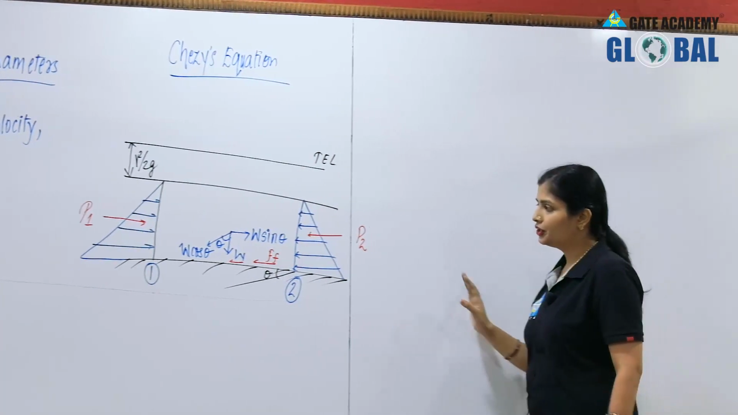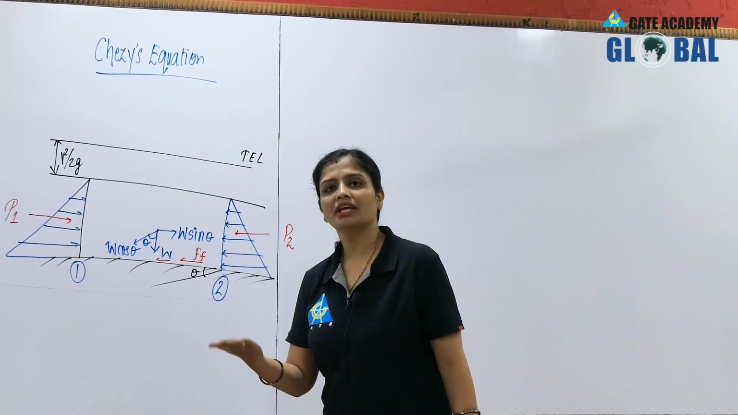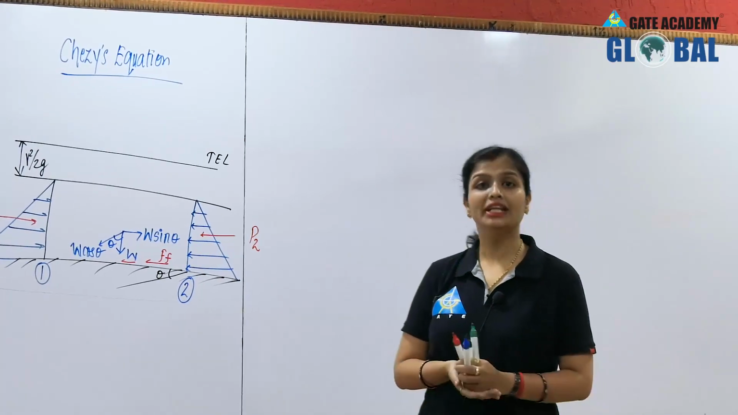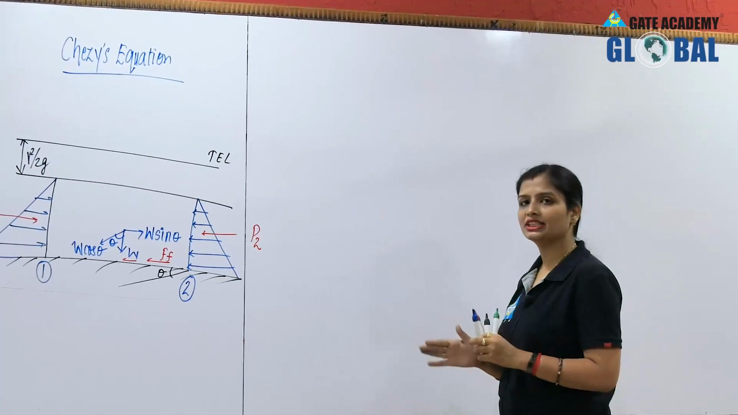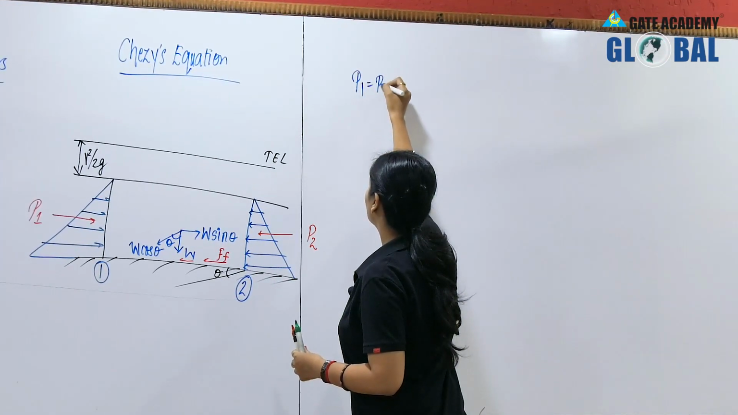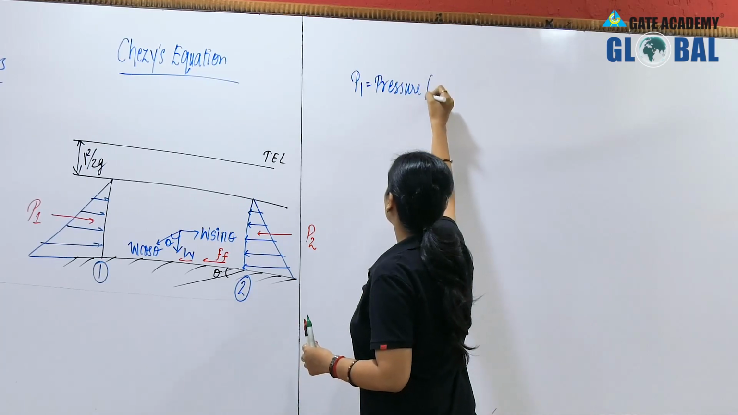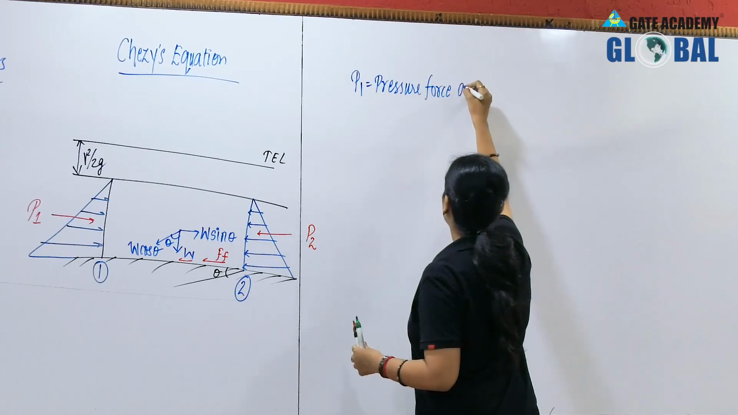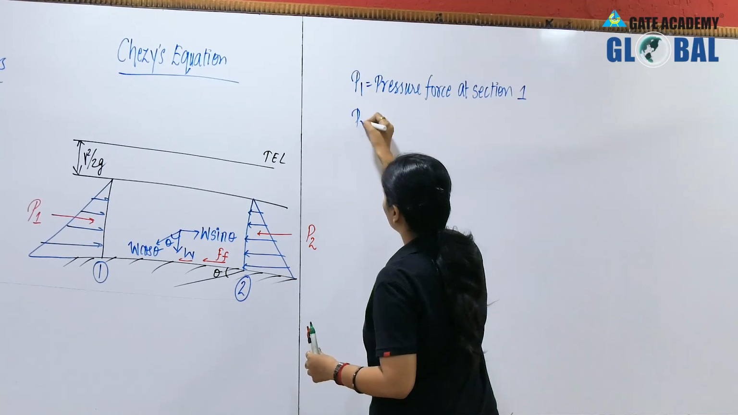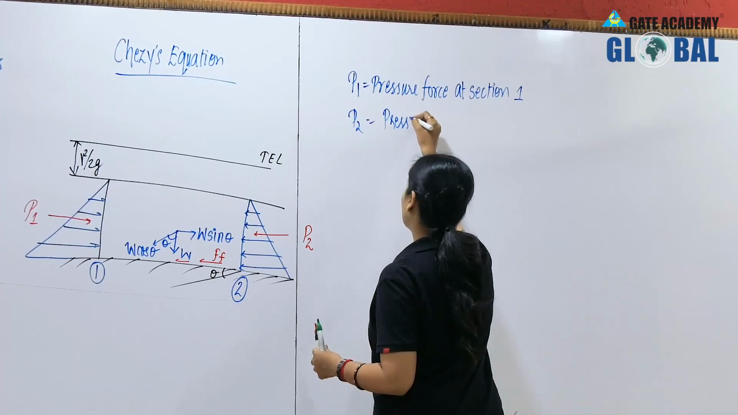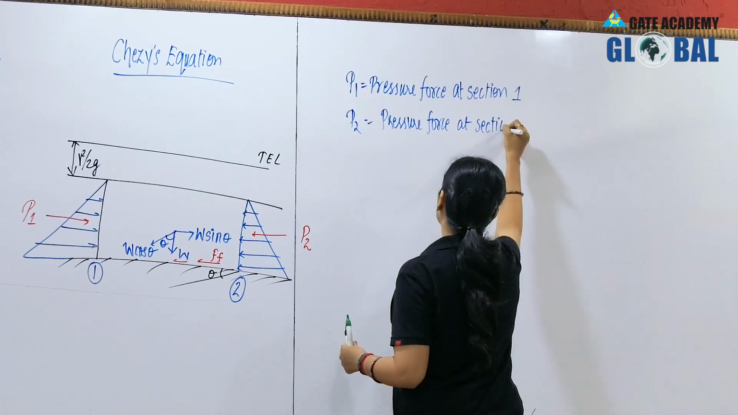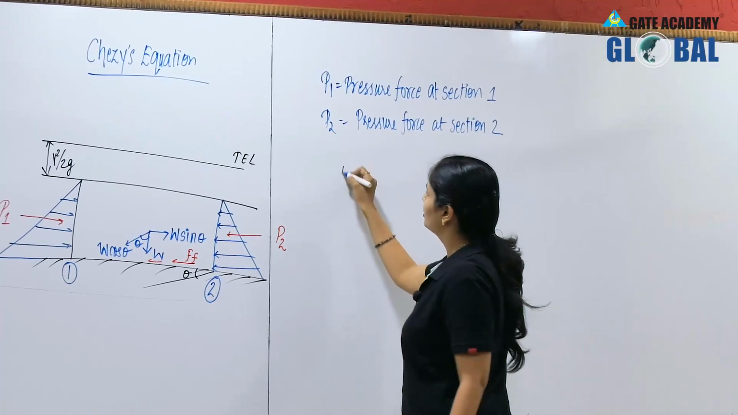So, here also you know that rate of change of momentum is equal to your external force applied, and specifically rate of change of linear momentum is equal to your external force applied. So, what you can see, I will write it here, pressure force at section 1, in case you want to write down the derivation also, section 1, P2 is your pressure force at section 2.